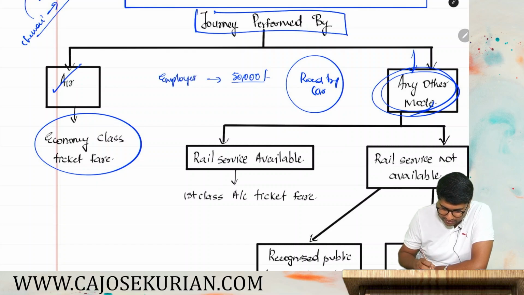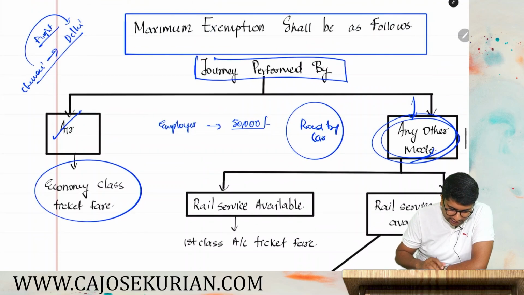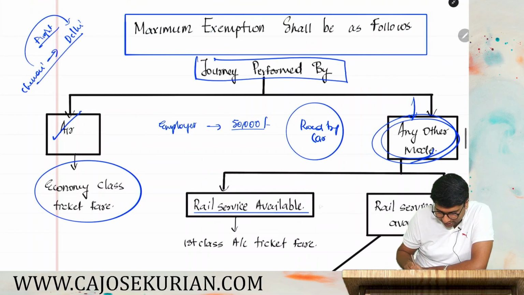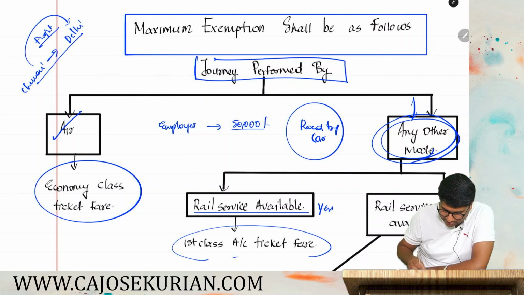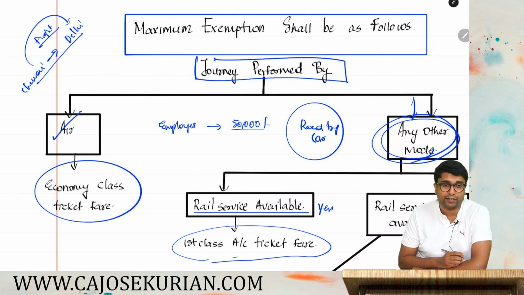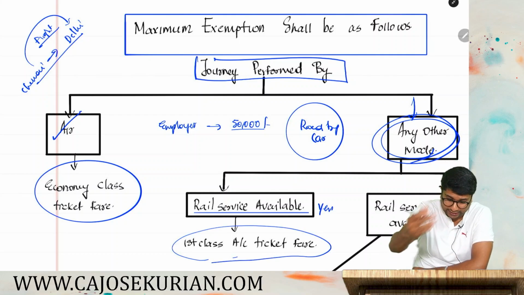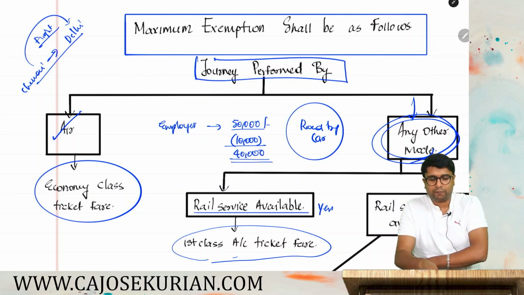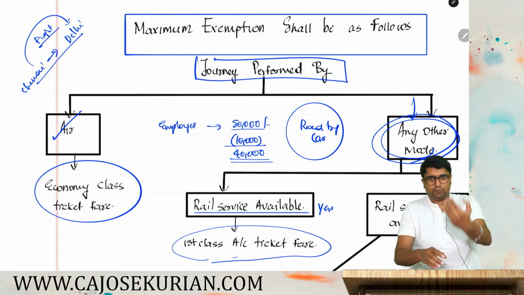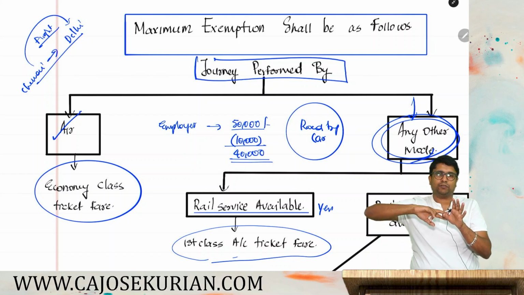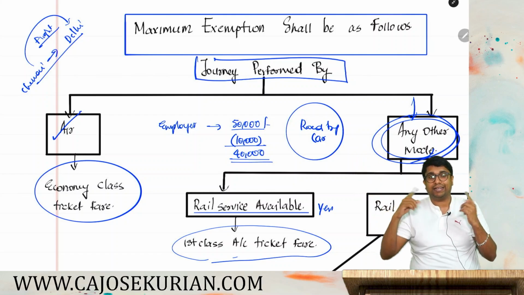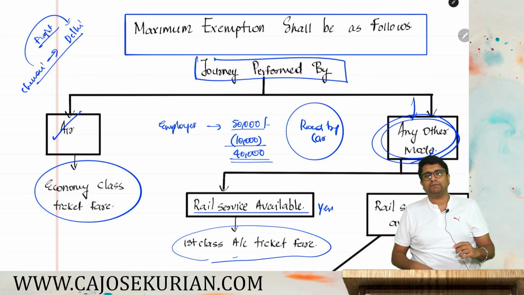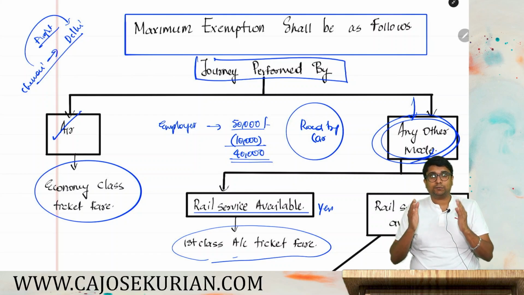Then for the maximum exemption, you need to check whether Chennai and Delhi have a rail service. If the answer is yes, the maximum exemption shall be the first class AC ticket fare of that respective Chennai-Delhi train. So say the Chennai-Delhi train costs 10,000 rupees as a ticket fare. You can claim maximum exemption as 10,000 and the remaining 40,000 shall be taxable. So if you are performing the journey in any mode other than flight, you need to check whether your place of origin and destination is covered by rail. If yes, then the maximum exemption shall be the first class AC fare of that respective train ticket, not more than that.